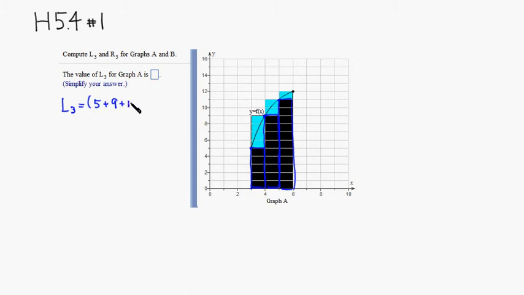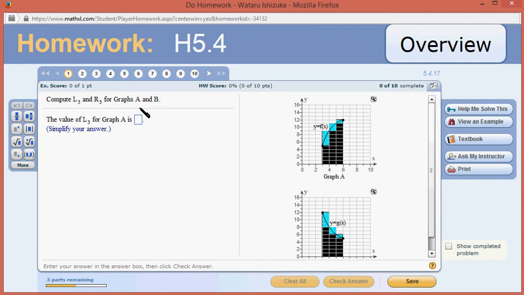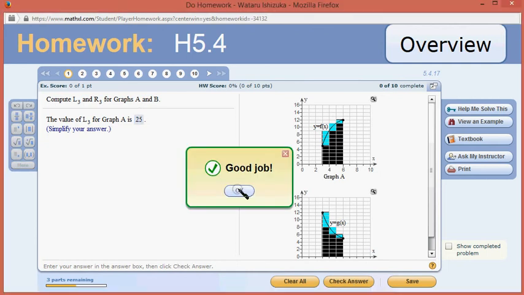Then times the base. Each rectangle's base is actually 1, so multiply by 1. So this is going to be equal to 25. So the left sum is 25. Check the answer. We got that.